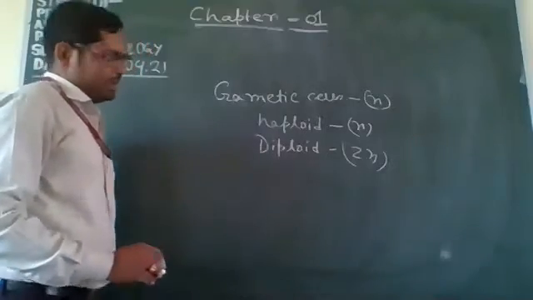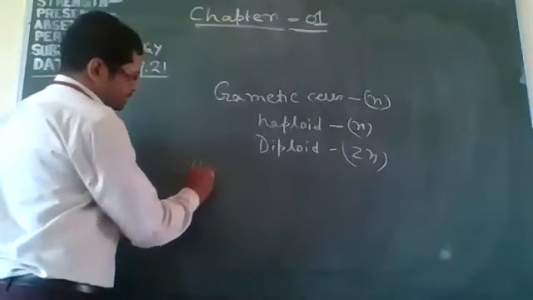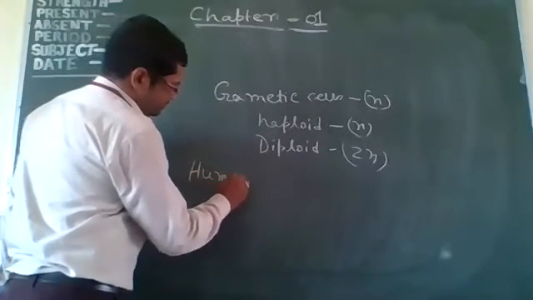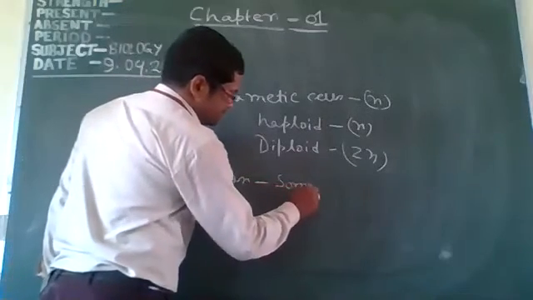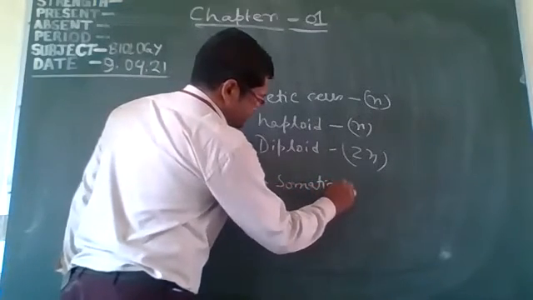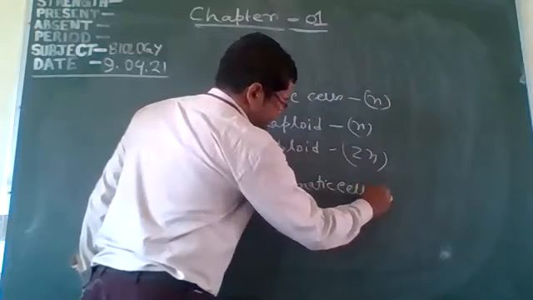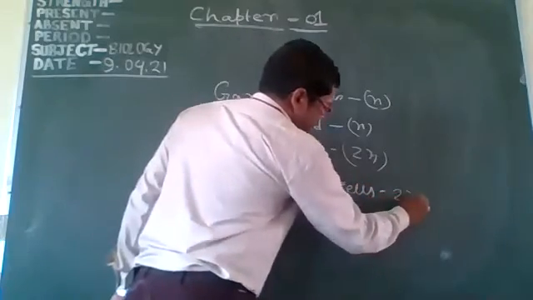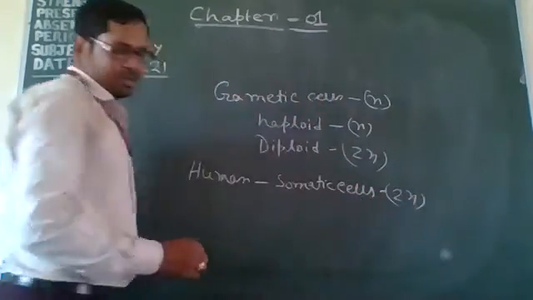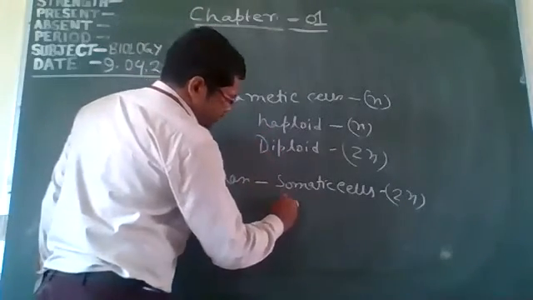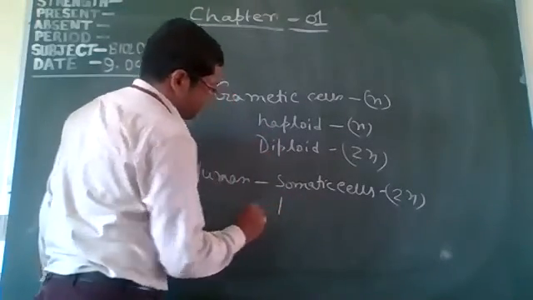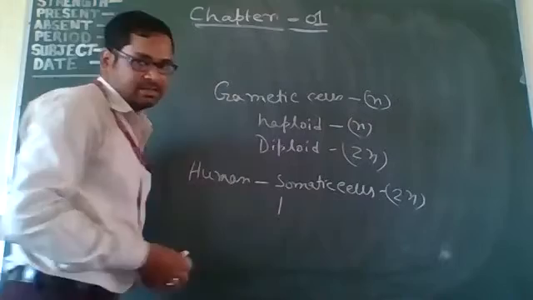In the example of humans, the somatic cells are 2N, diploid. And sperm cells are haploid because these are gametic cells.